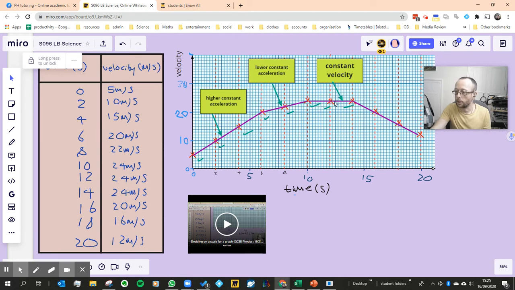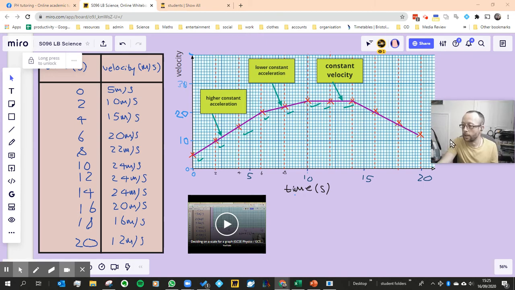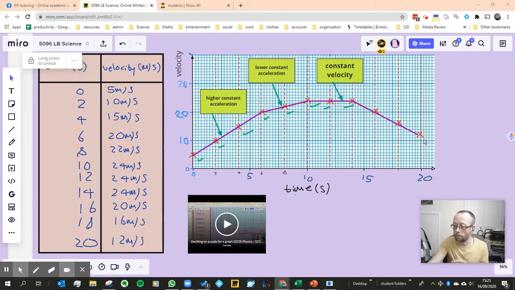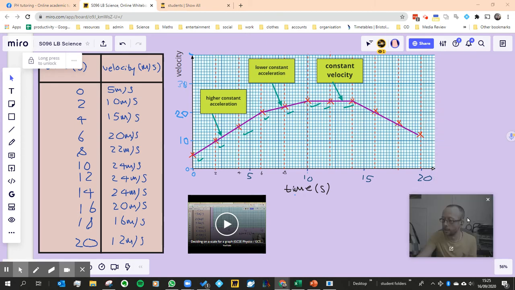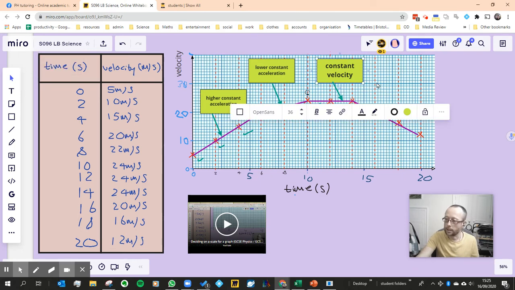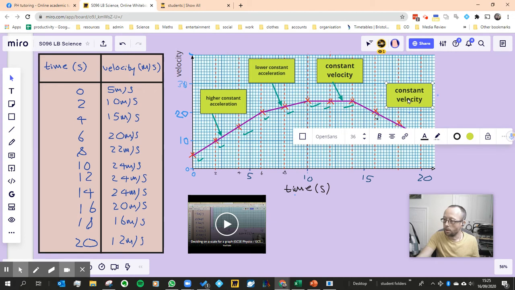And now it's reached the constant speed, and now it's slowing down, because the speed is going down. Velocity and speed are not quite the same thing, but as far as we're concerned so far, it's the same thing. So we could say deceleration.